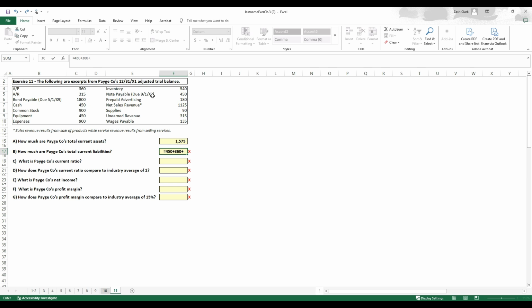AP is always a current liability. Unearned revenue is a current liability. Wages payable is a current liability. And I think that's everything there. And then the current ratio is really easy. It's just current assets divided by current liabilities.